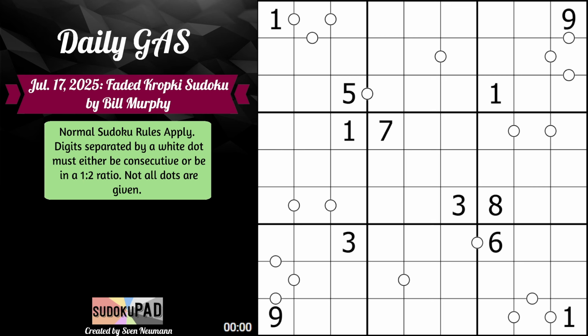Hopefully that made sense. The fact that not all dots are given just means that even though there is no dot here, it doesn't mean we can't have a 1 to 2 ratio and/or a consecutive relationship with these cells. And with all that rambling, hopefully those rules made sense. Let's just jump right into it.